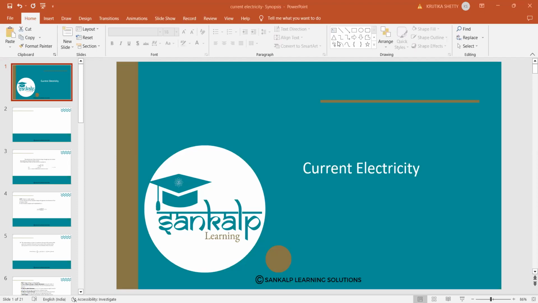Okay. Yes. So in current electricity, first we will study what we mean by current. Actually, you have studied current electricity in 9th standard, sorry, 10th standard. When you studied current electricity in 10th standard, you already learned what electric current is.